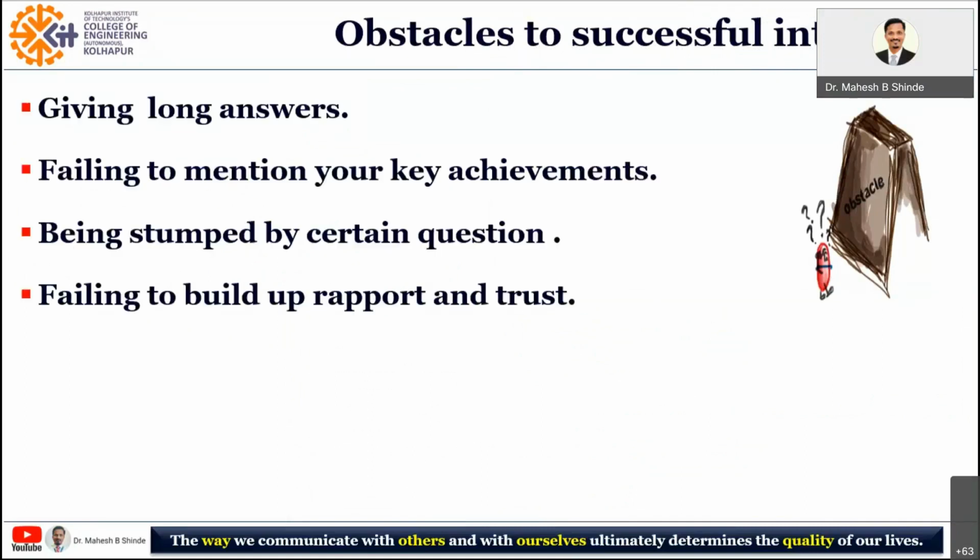Giving long answers. What will create problems in getting selected in the interview? Number one, unnecessarily giving long answers. Right? You are asked, the very first question is introduce yourself. What all things we should include, we are not aware, we will see. So give short answers up to the mark, and if you are extending, you have to take permission and tell them that you are extending the answer for some more time. Failing to mention your key achievements, right?